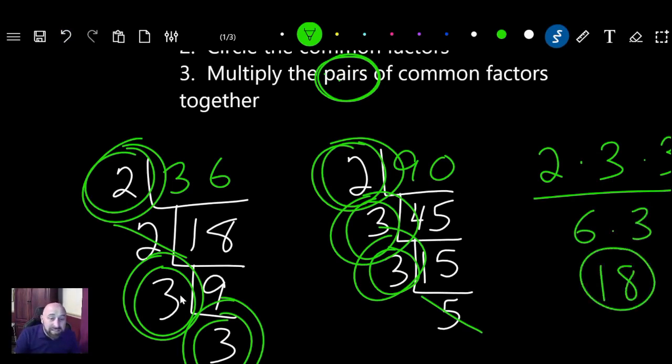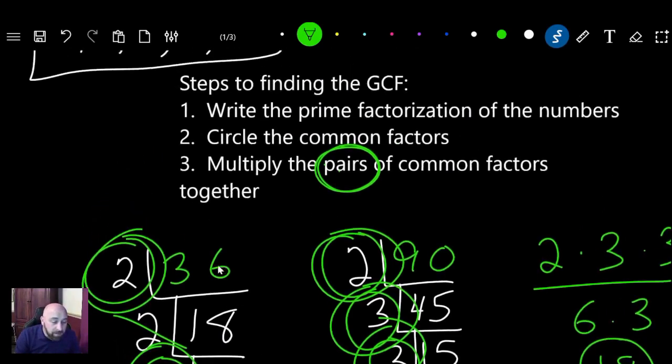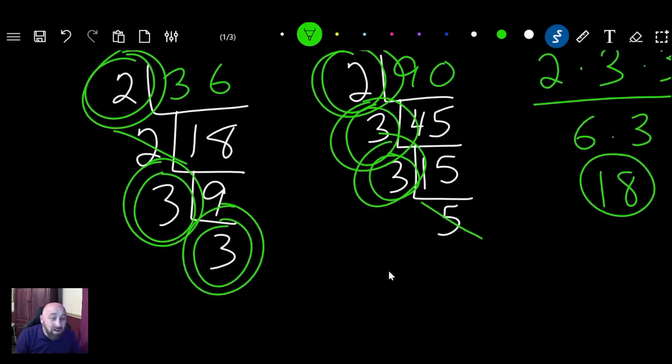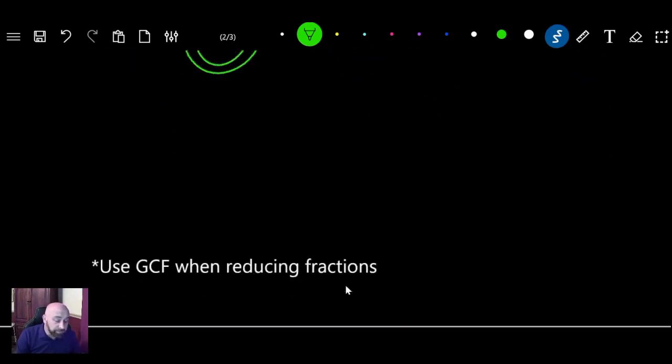The GCF, the greatest common factor of these numbers, is 18. The GCF is 18. Okay. There are other ways to find the GCF. That is just one way. If you want to research another way and do it, I tried to show you one of the easier ways, one of the simpler ways to do it, but there are other ways.